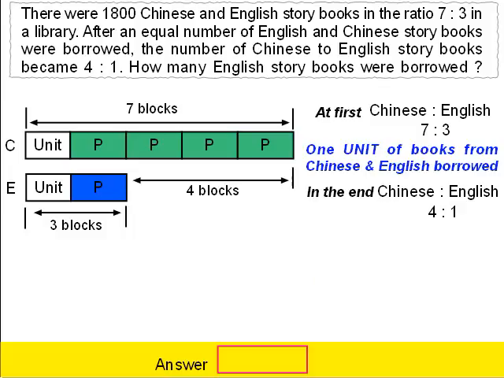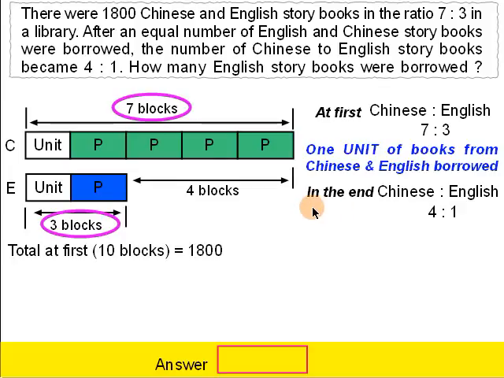Then the difference will be 4 blocks, which is equivalent to 3 parts here. Then you look at this part of the model, you know that at first they have 7 blocks and 3 blocks, total 10 blocks, which is equivalent to 1,800 books as was given by the question. So 10 blocks is equivalent to 1,800, therefore 1 block is 180.